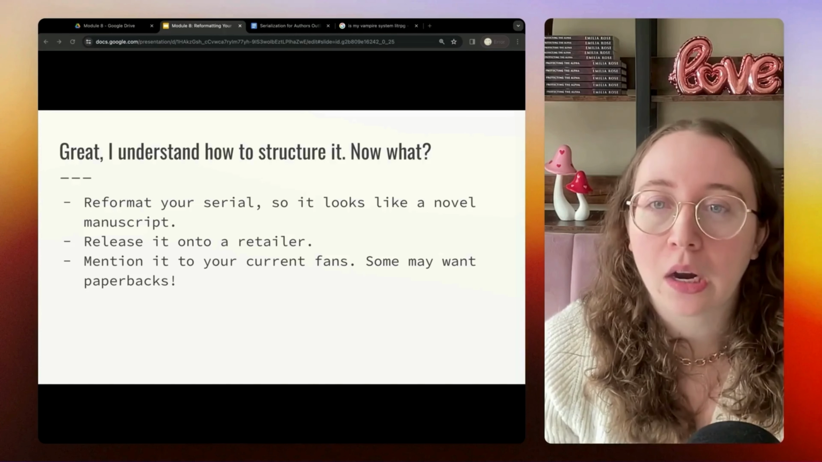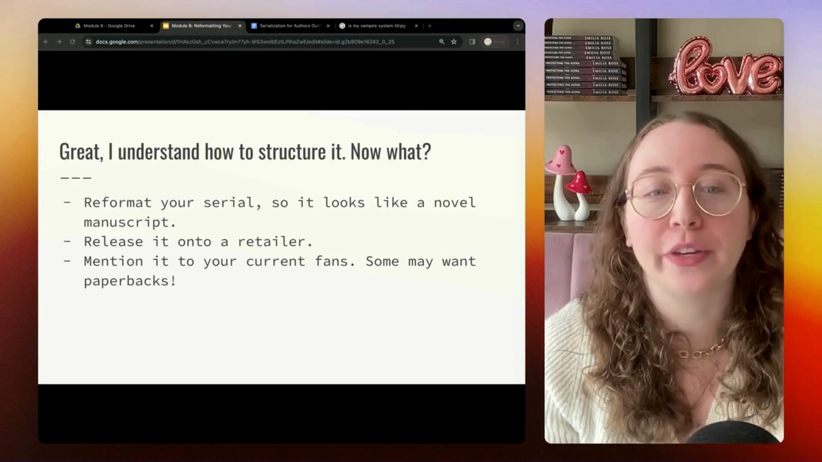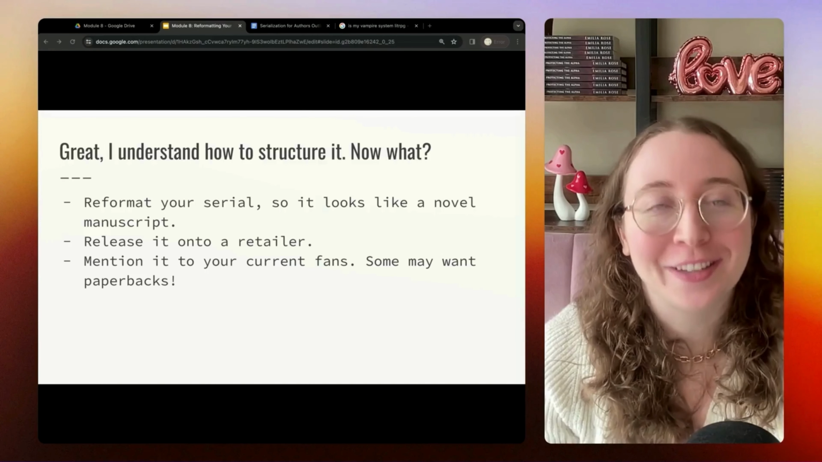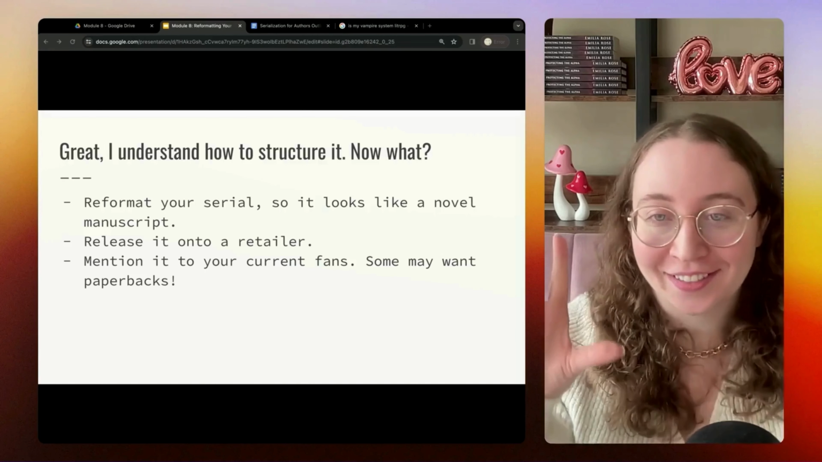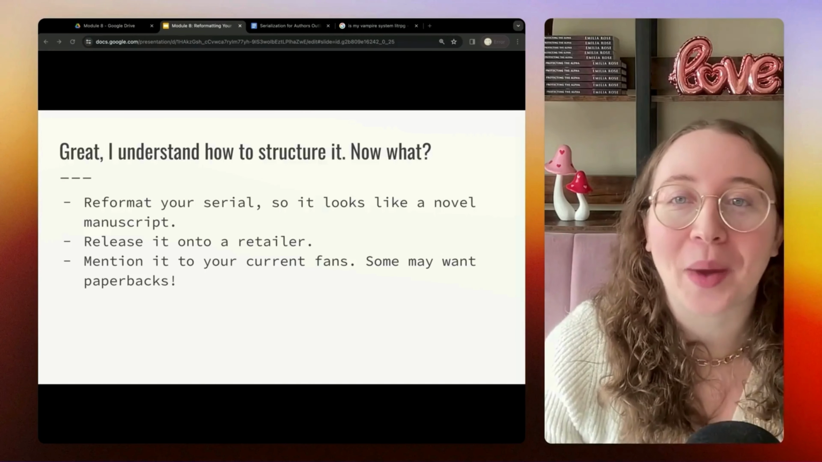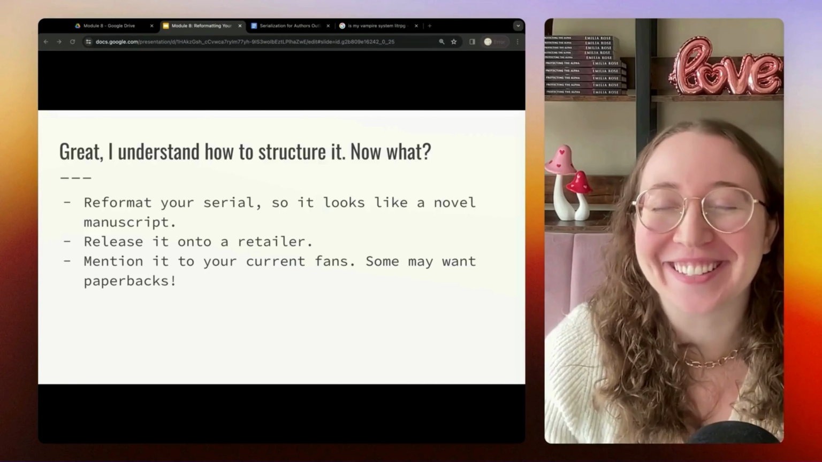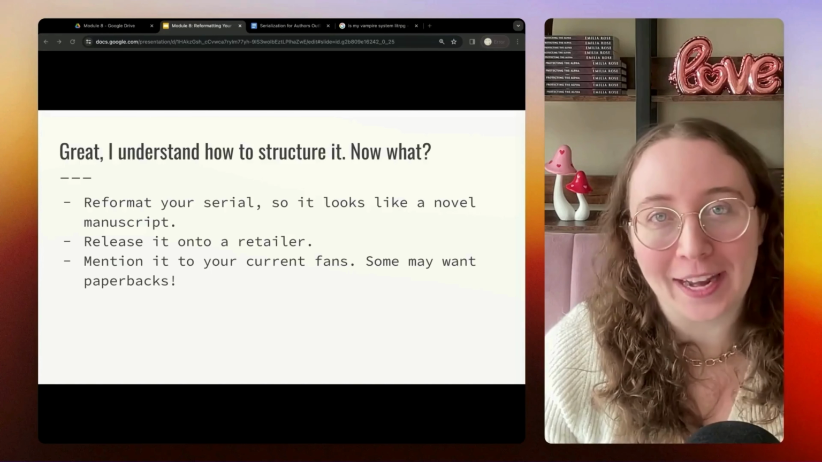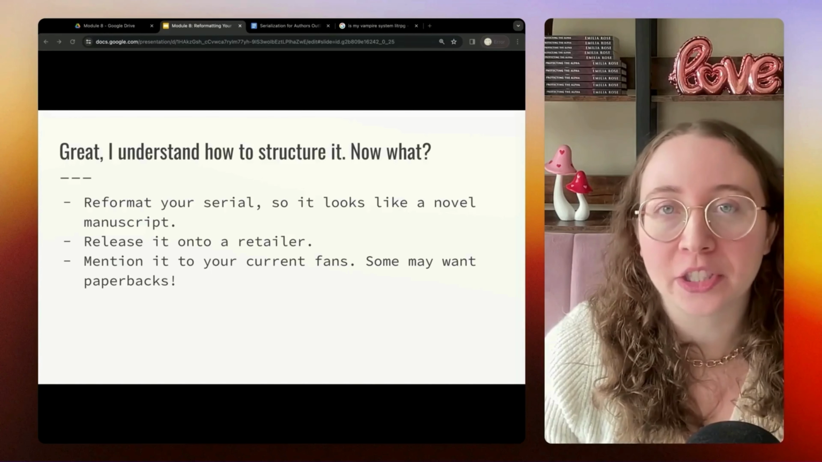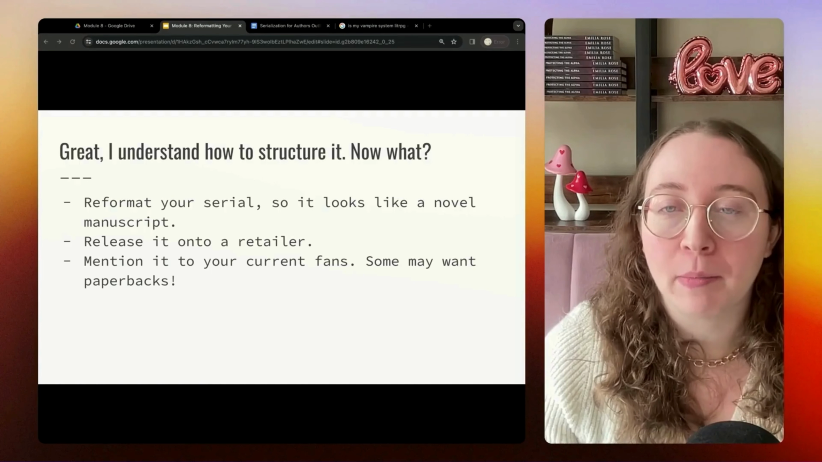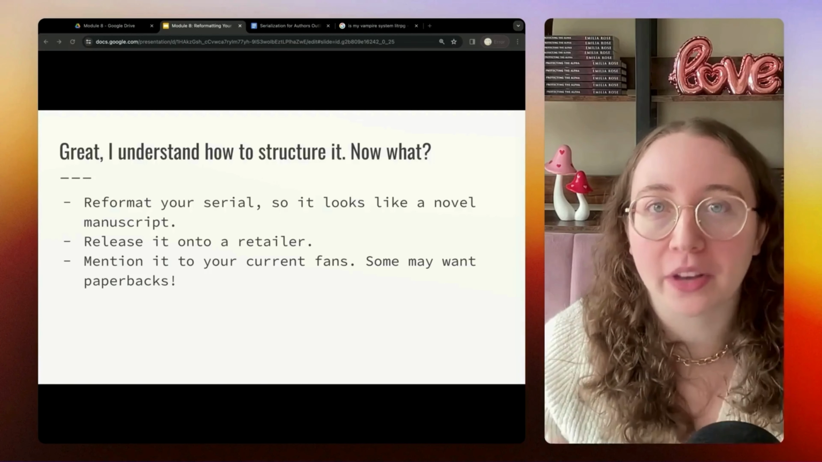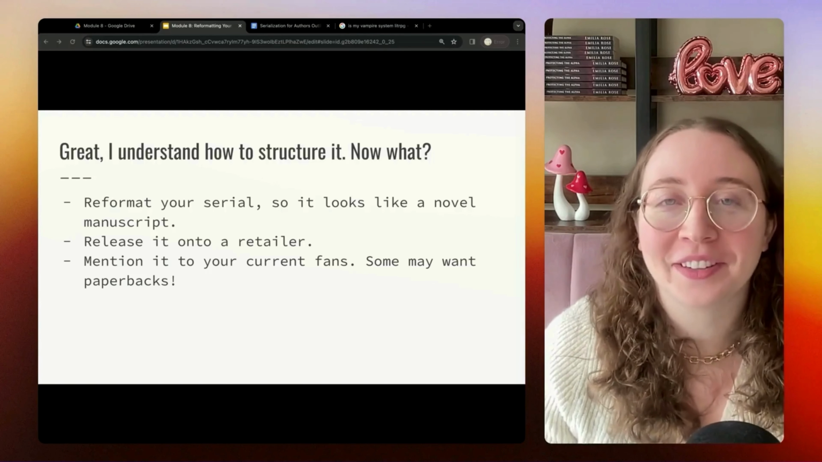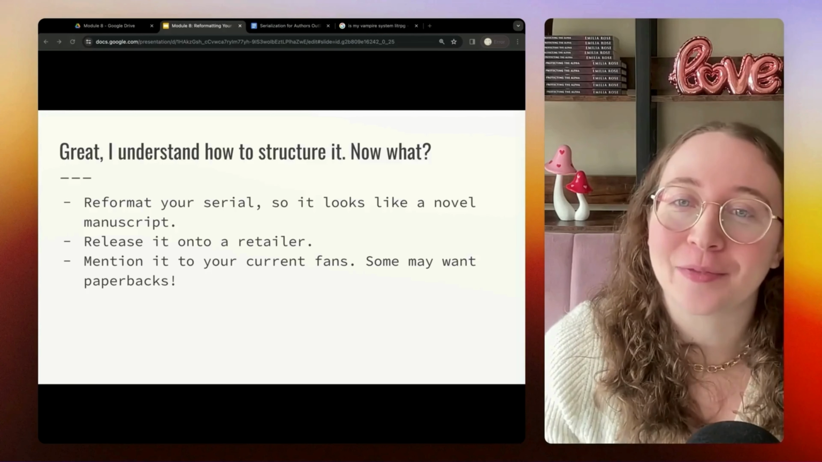But those are my few tips on how to reformat a serial and make it into a novel. You don't have to take anything I said. I know when I make my serials and put them into novels, I barely do any reformatting or editing, just because a lot of my serials are book length. And so there's not really much cutting I have to do. They're like a serial written as if it were a book.